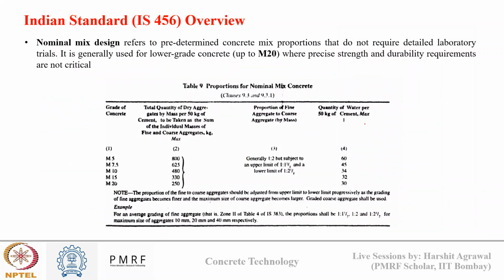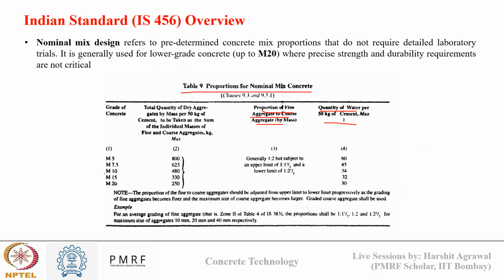Now, for nominal mix design, we have table 9 in the IS code, titled proportions of nominal mix concrete. Here, for specific low grade concrete, the quantity of total aggregate per 50 kg of cement, the ratio of proportion of fine aggregate and coarse aggregate, and the quantity of water is mentioned. Just following these proportions we can prepare a low strength concrete.